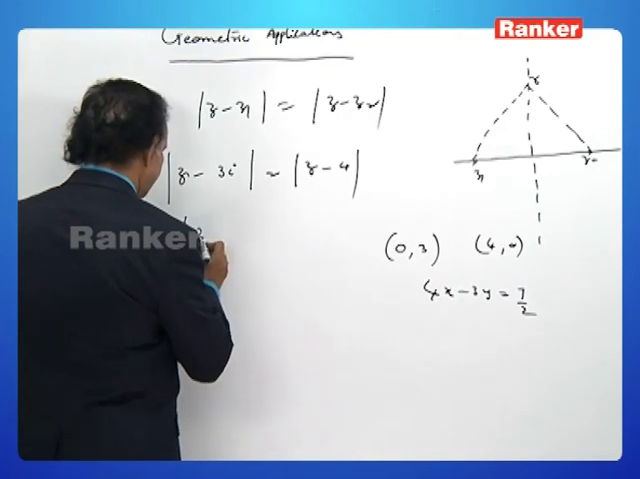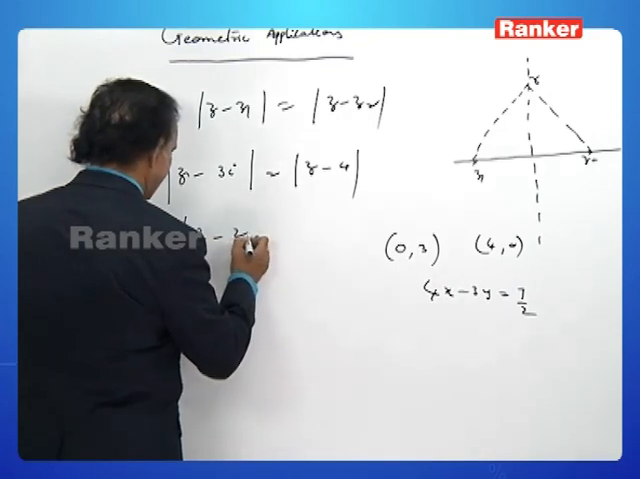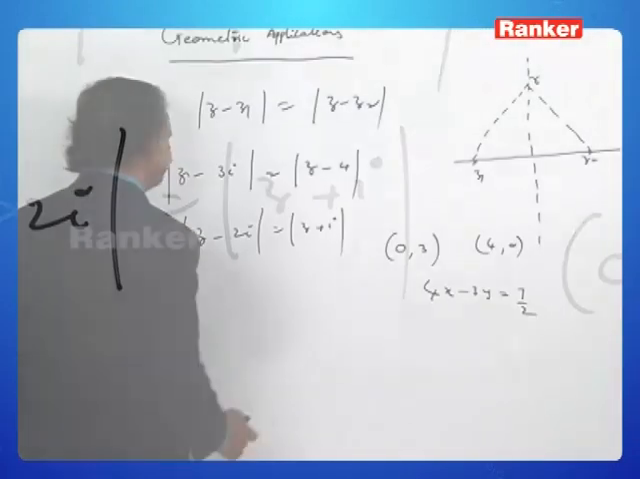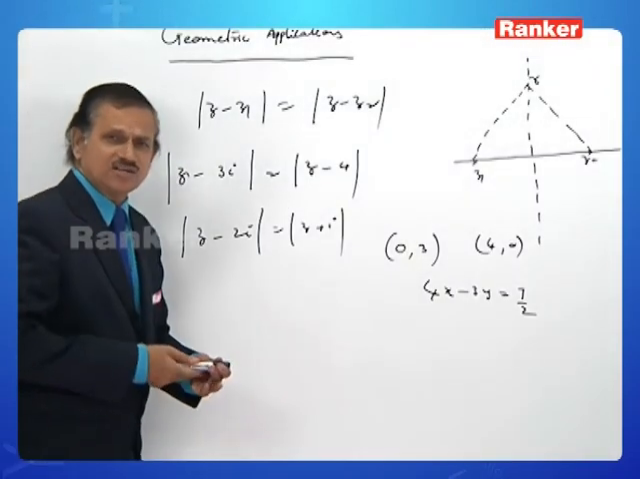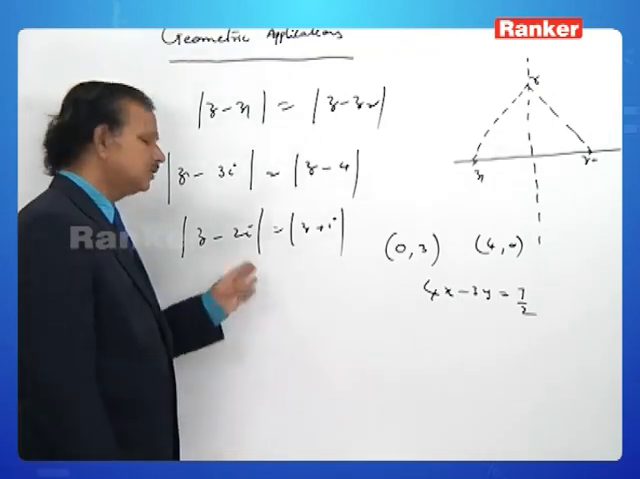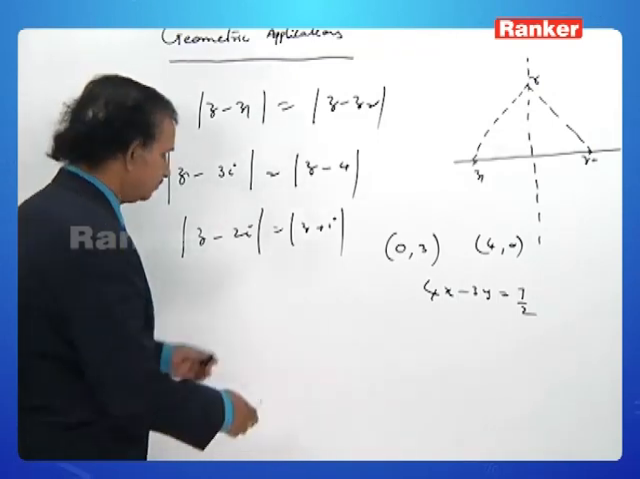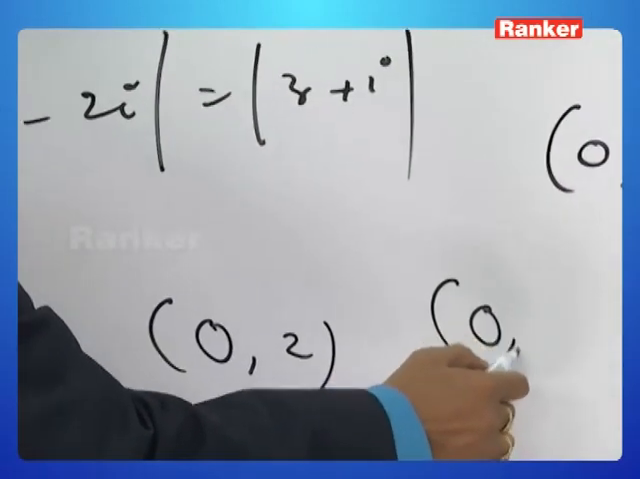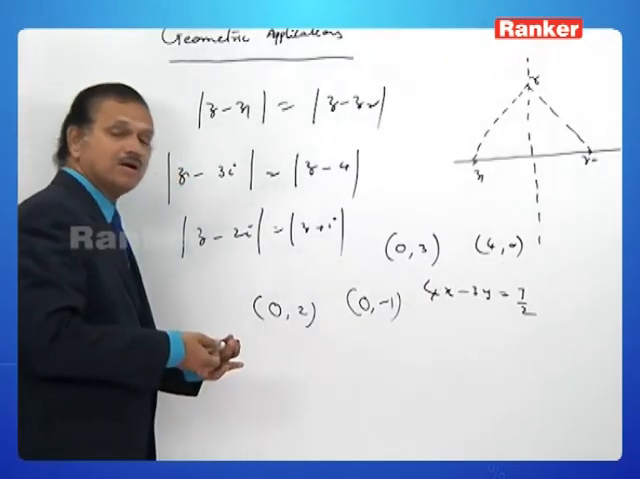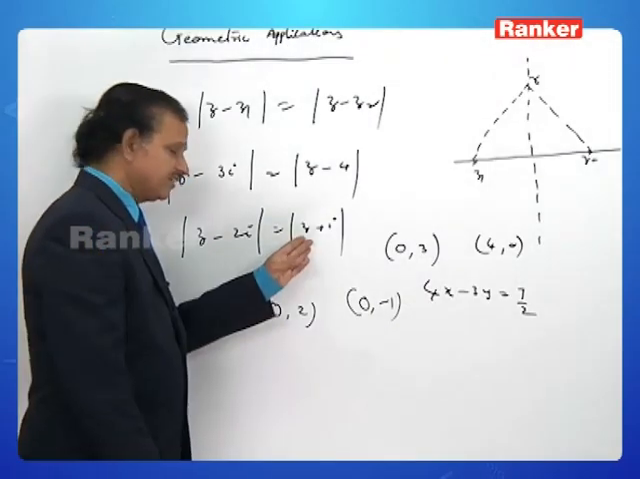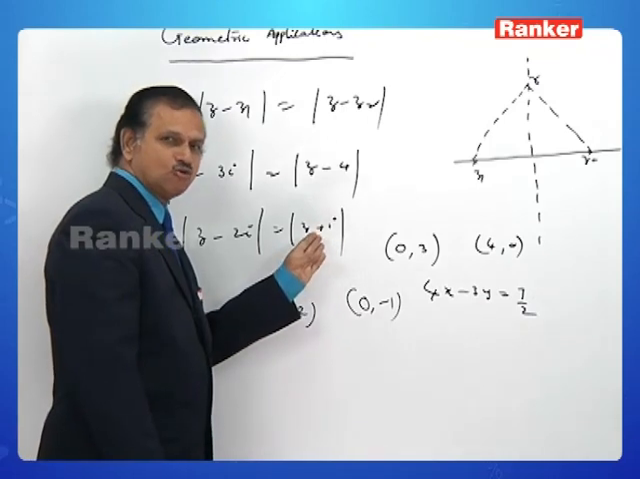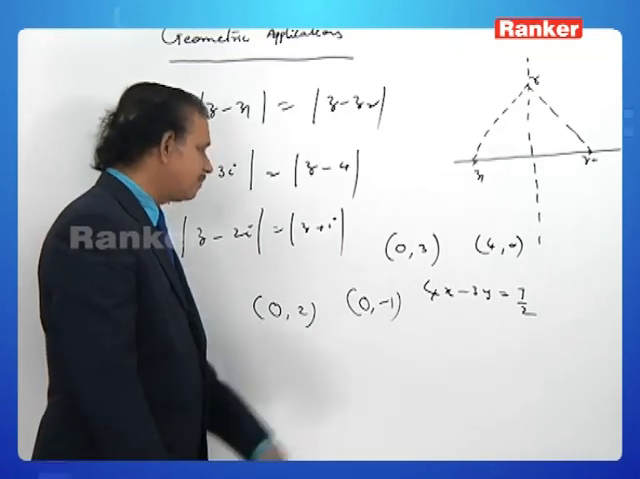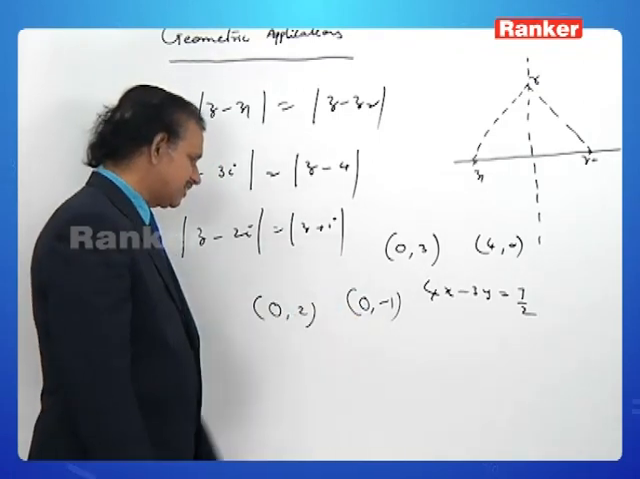Modulus of z minus 2i is equal to modulus of z plus i. What is the locus of z? Z minus 2i means this is the point 0, 2. And this is the point 0, minus 1. Isn't it? Z plus i means z minus minus i. What is minus i? 0, minus 1. What is the perpendicular bisector of this?